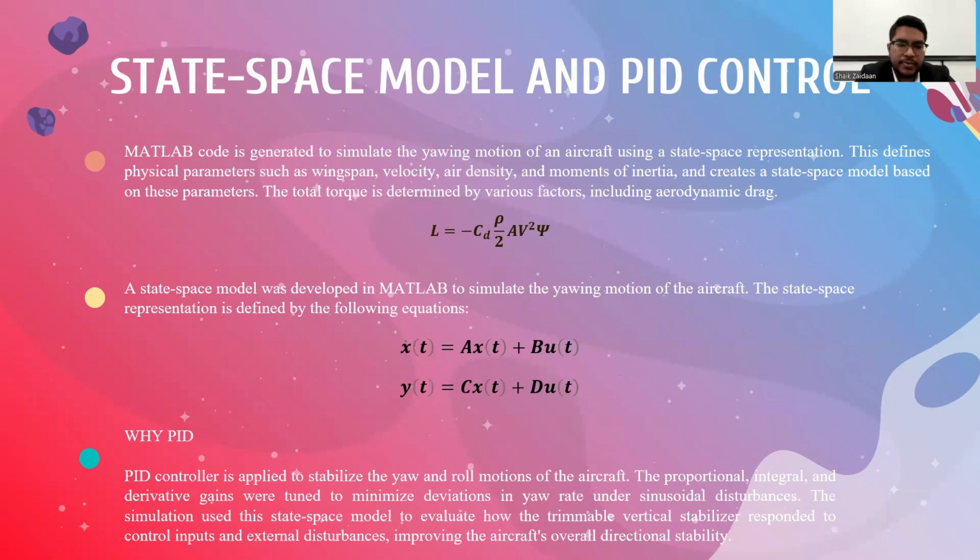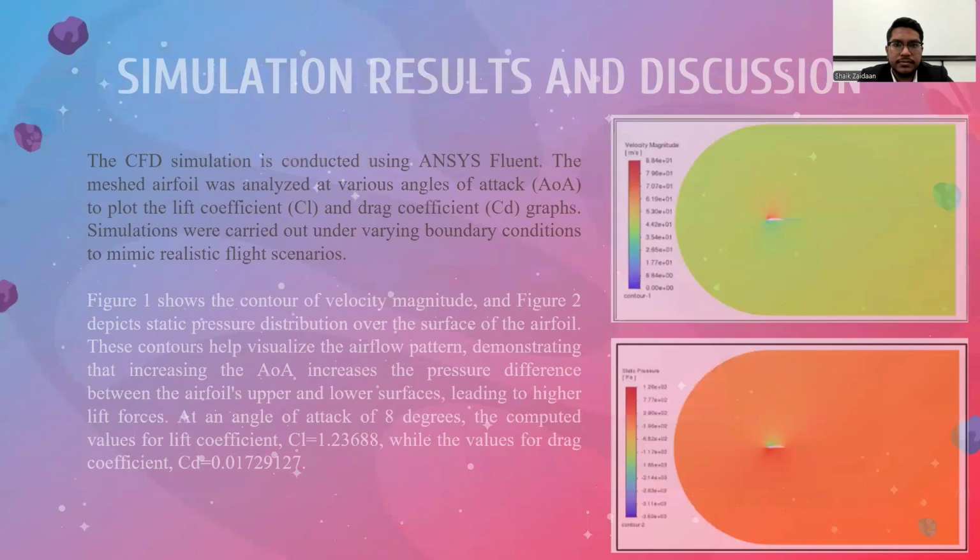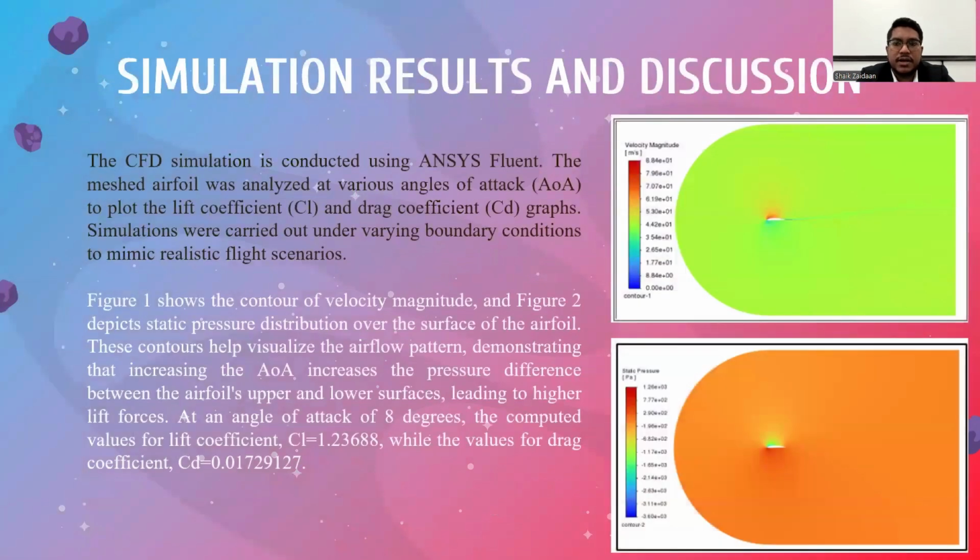Why do we use PID? PID control is applied to stabilize the yaw and roll motions of the aircraft. The proportional, integral, and derivative gains were tuned to minimize the deviation in yaw rate under sinusoidal disturbance. The simulation uses the state space model to evaluate how the trimmable vertical stabilizer responded to the control input and external disturbance, improving the aircraft's overall directional stability. The simulation results are discussed based on the model which we have created.